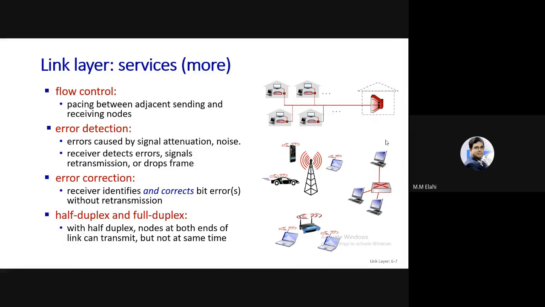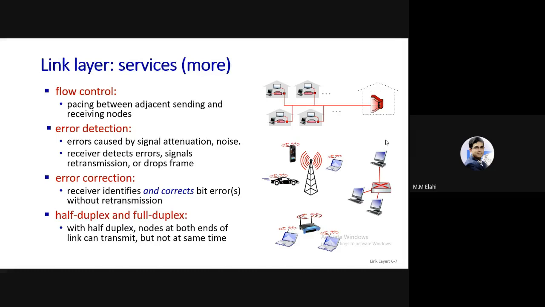Then error detection and correction, I have already explained. Error detection can be done in every layer. The data link layer can also do error detection, and if an error is detected, then it will drop the frame, and in that case it must be retransmitted if reliability is provided. But error correction is the thing that only the data link layer can provide. The receiver identifies and corrects bit errors without any retransmission.